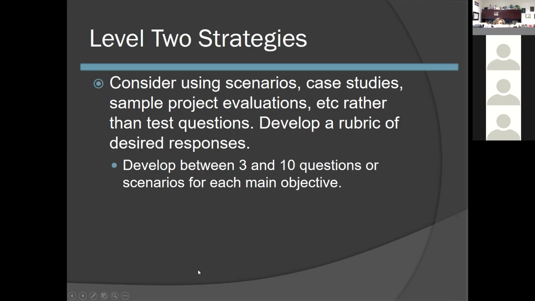Some strategies: you can consider using scenarios, case studies, or sample project evaluations rather than test questions, and develop a rubric of desired responses. If you're familiar with creating rubrics, an example would be the public speaking score sheet. That's a rubric. You want to score them on their eye contact with the audience: 1 to 2 is this, 3 to 6 is this, and 7 to 10 is this. So you would actually create that rubric.